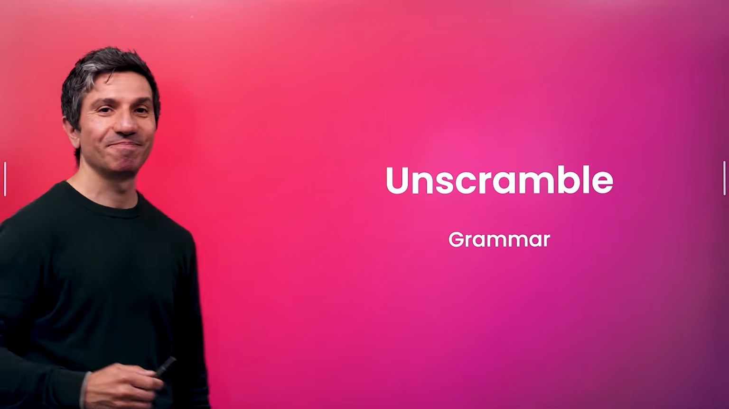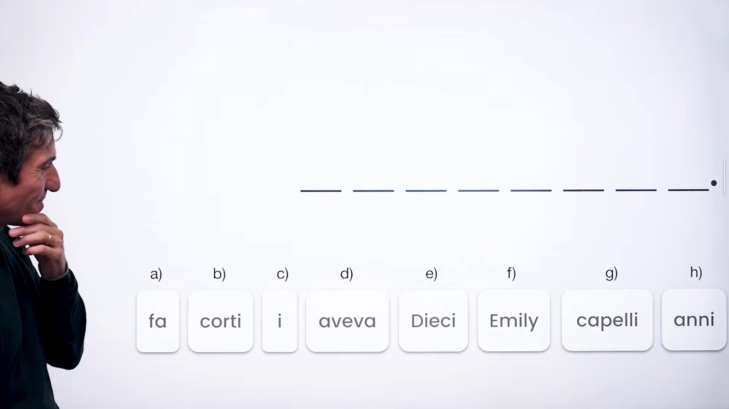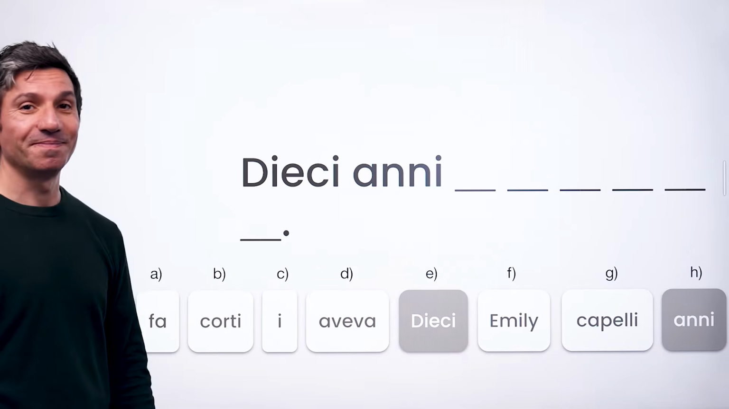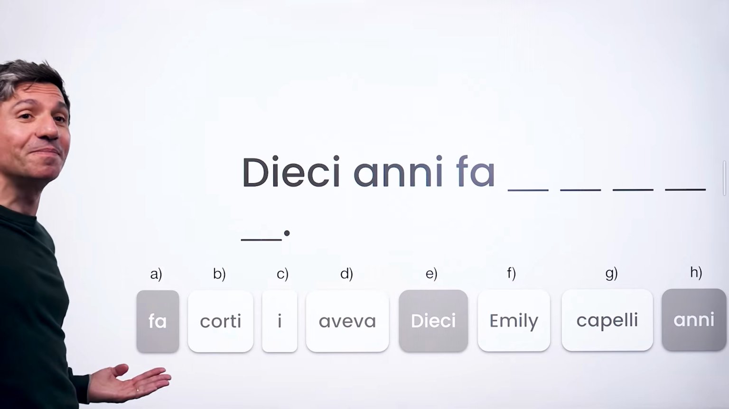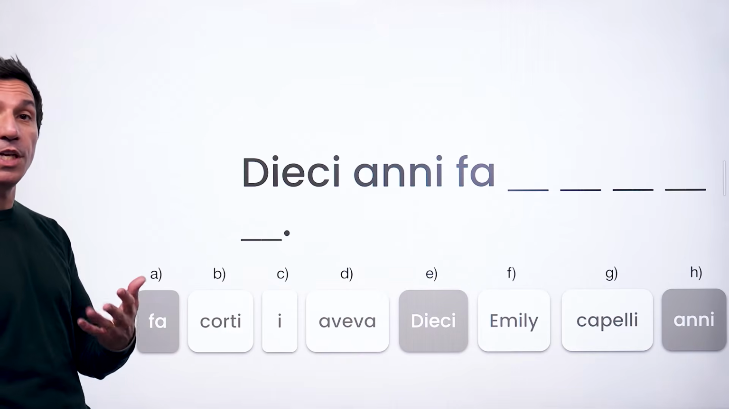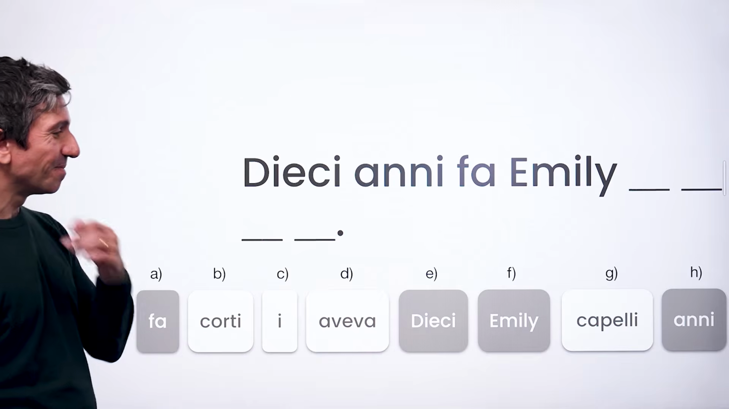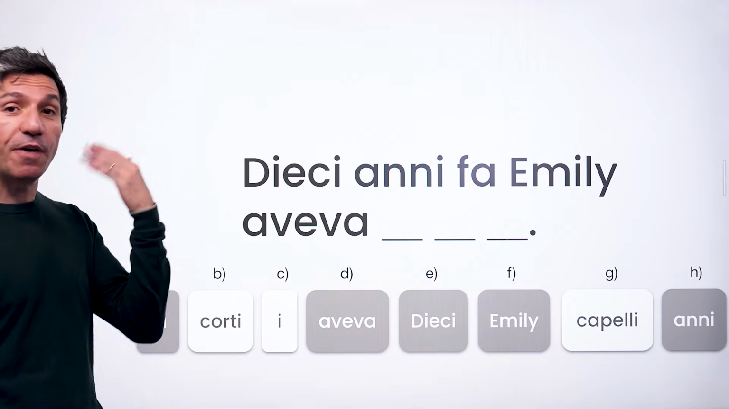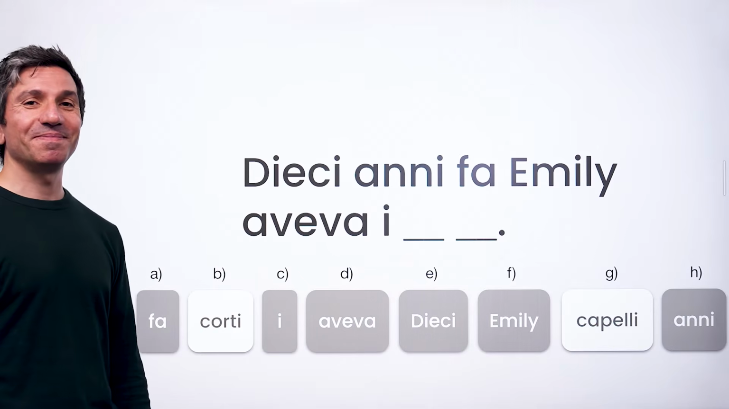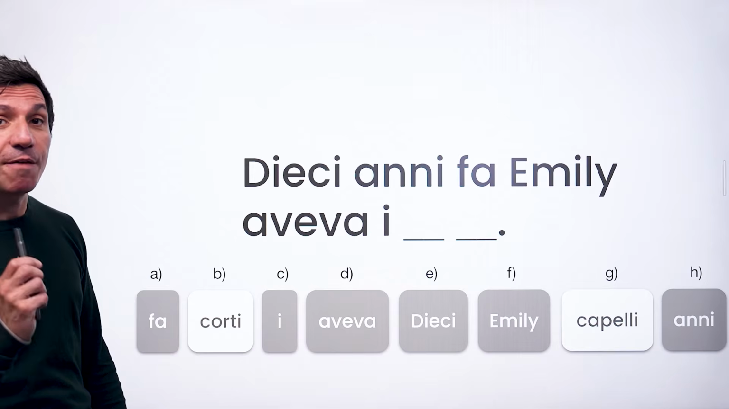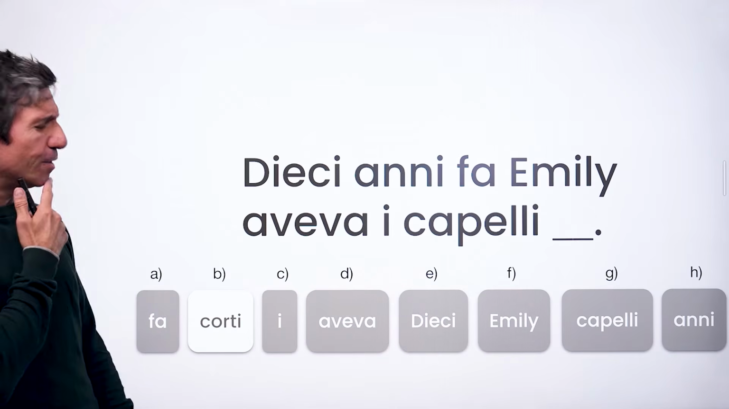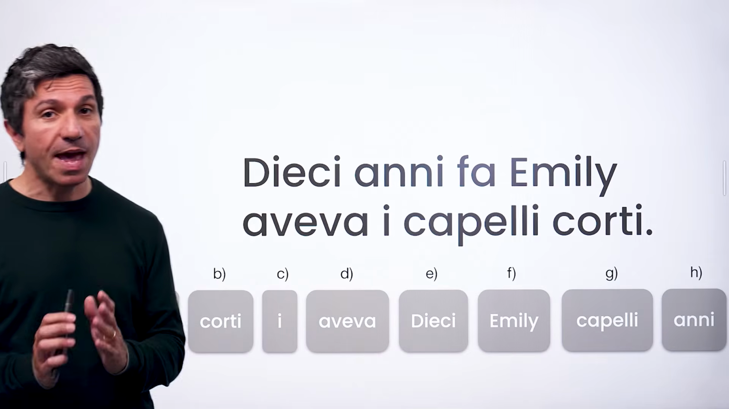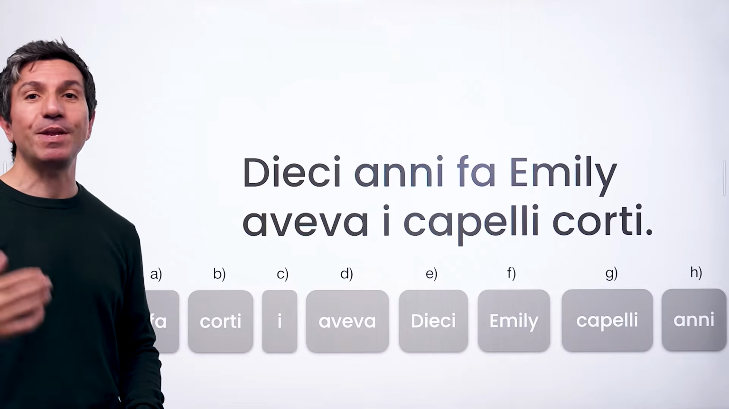Unscramble the words to make a sentence. Ready? 10 anni fa, Emily aveva i capelli corti. 10 years ago, Emily had short hair. 10 anni fa, Emily aveva i capelli corti.